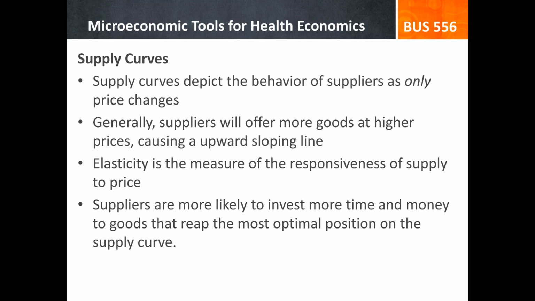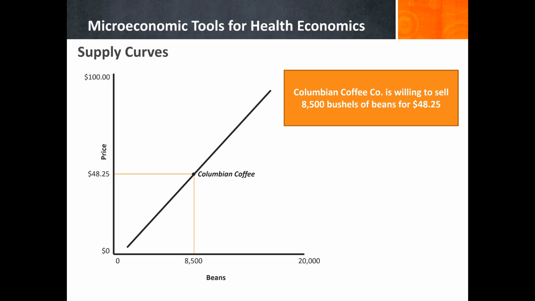And the suppliers are more likely to invest more time and money to goods that reap the most optimal position on the supply curve. And that gets to what we're saying. I will try to book more appointments for the Empire patients, potentially, if I'm getting paid more money from them versus the other patients. And that's purely looking at it from a health economic perspective.